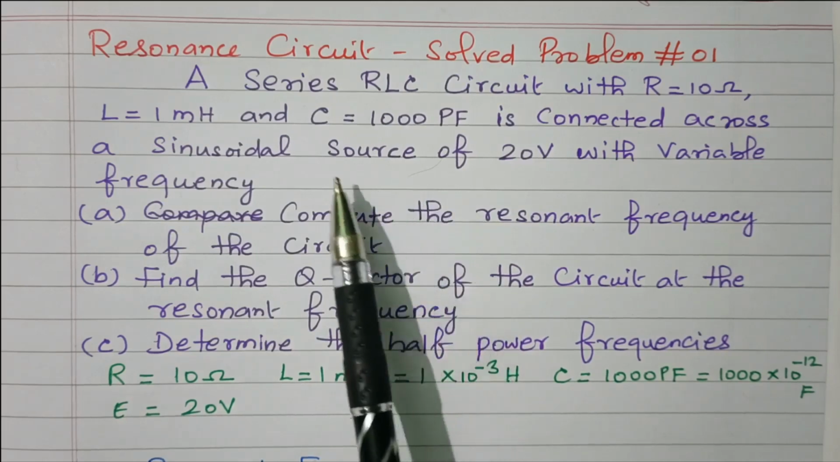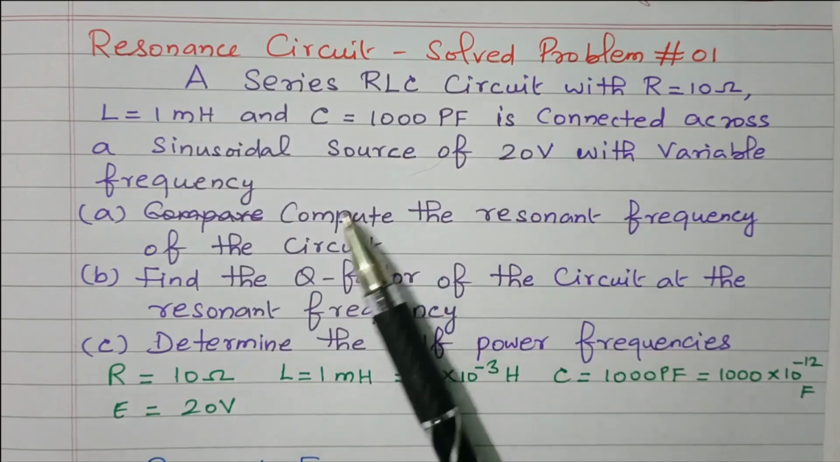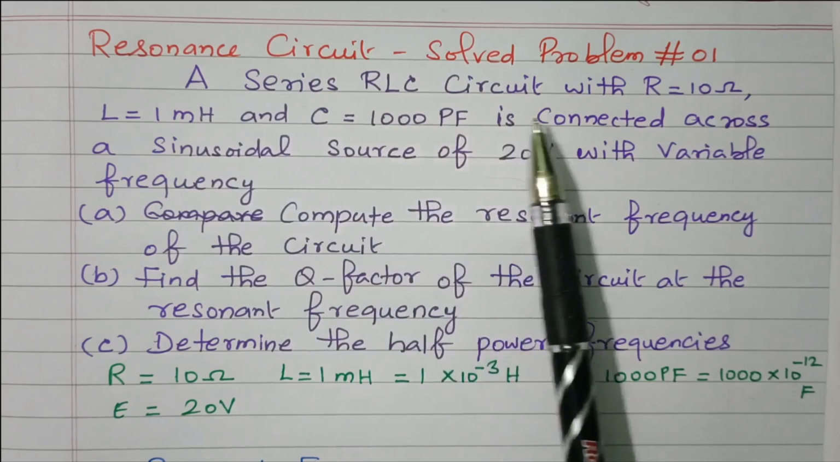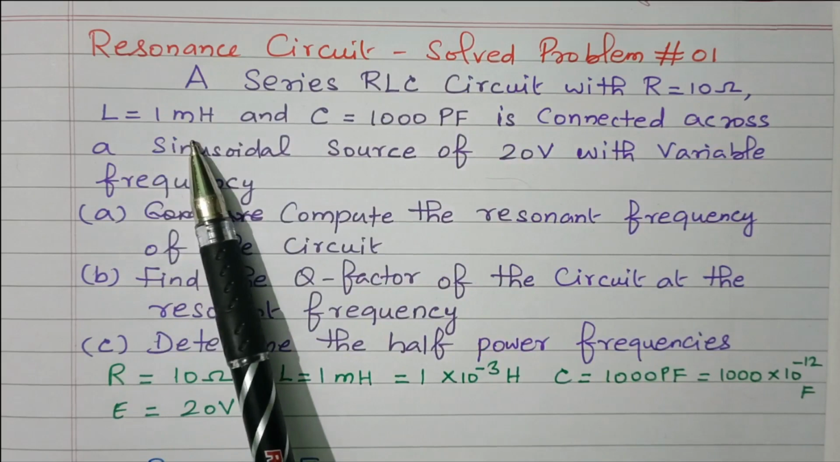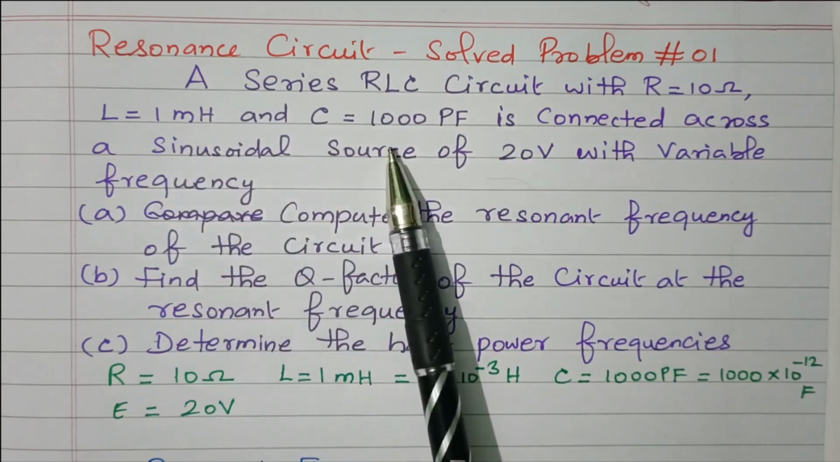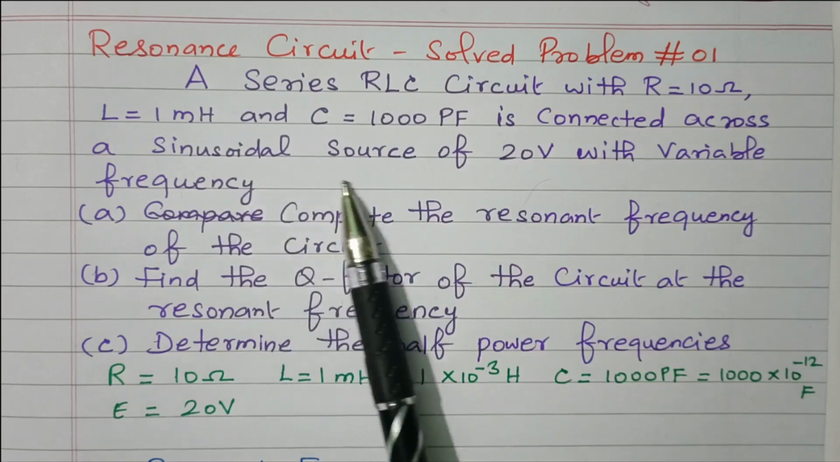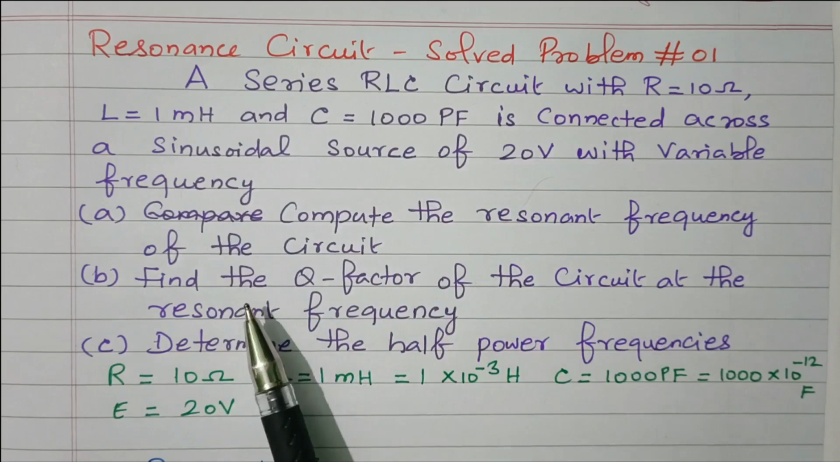Now we'll go to the topic. Resonance circuit solved problem 1. First we will see the statement of the problem. A series RLC circuit with R equal to 10 ohm, L equal to 1 millihenry, and C equal to 1000 picofarad is connected across a sinusoidal source of 20 voltage with variable frequency.